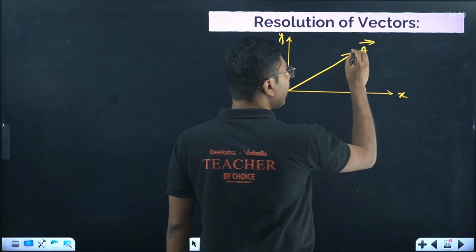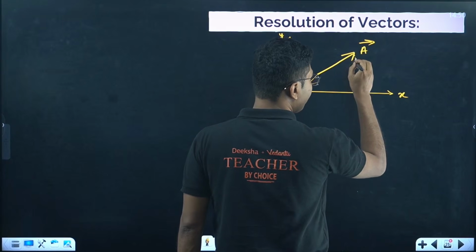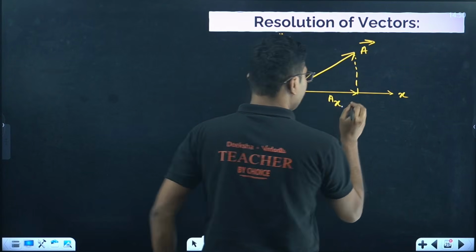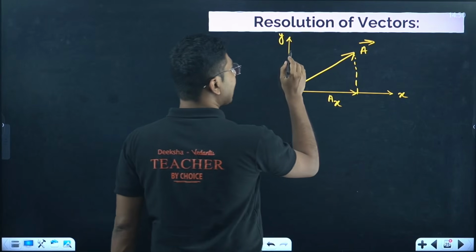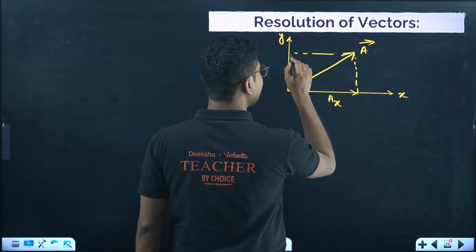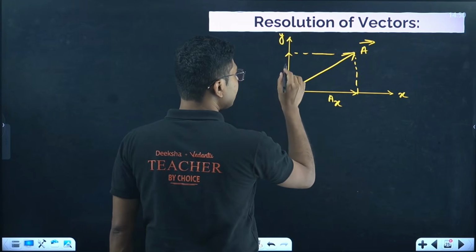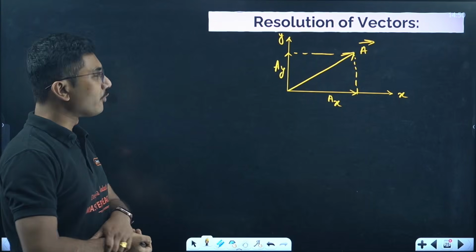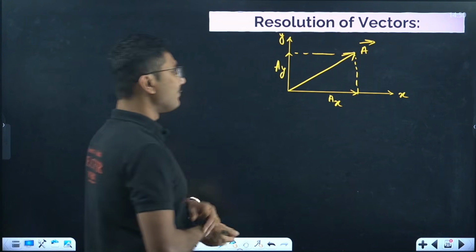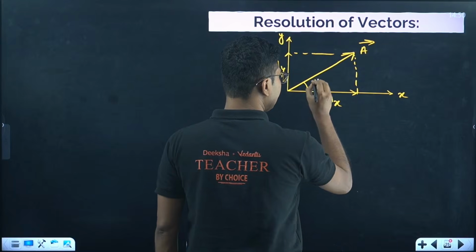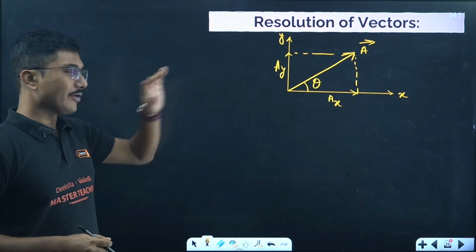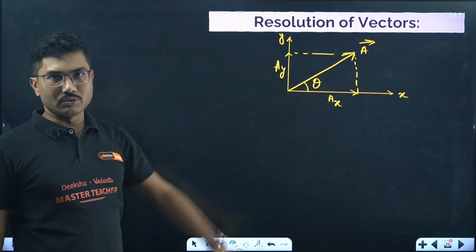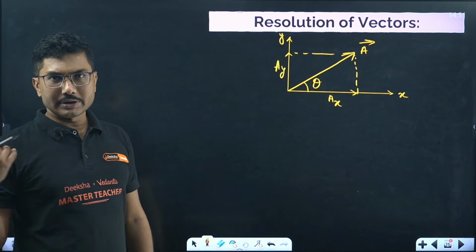So how to take the component? For that we have to draw a perpendicular from here to here. This will give me the x component of the vector, which we denote by Ax. We take another perpendicular on the y axis, and this gives me the y component, Ay. So Ax and Ay are the two components of the vector A. Now this angle is denoted by theta. If you know one angle, then you can find the components as well.